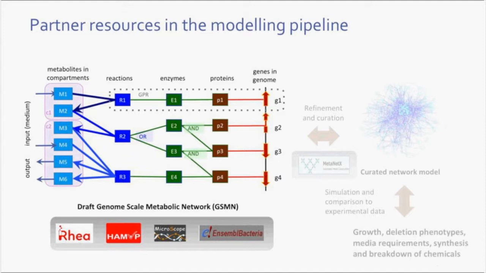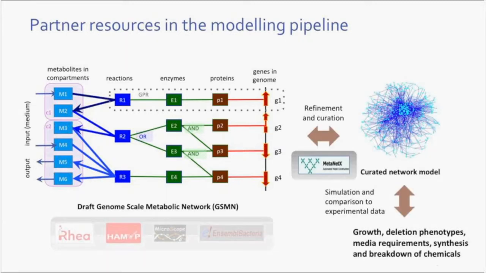So these partner resources map pretty well to various parts of the generic modeling pipeline. So Rhea provides information on metabolites and reactions. HAMAP provides information on enzyme functions. And MicroScope and Ensembl Bacteria provide a range of information all the way from the genome sequence through the protein sequence to enzyme function. So we cover most of the requisite data types for building genome-scale metabolic networks. The aim is really to see how to integrate these resources better to more effectively produce them.